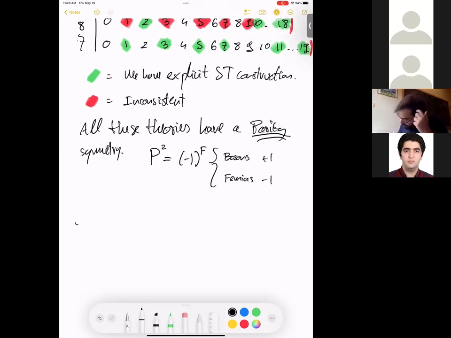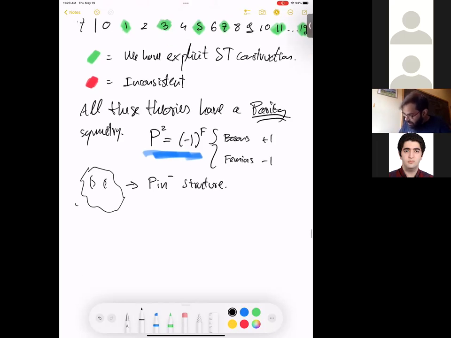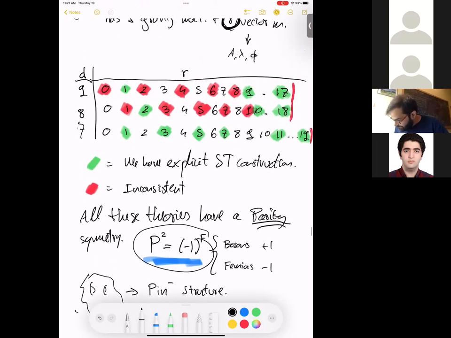Now, this parity symmetry means that when I consider these theories on an arbitrary manifold with holes or whatever, this manifold must have what is called a pin minus structure. That just means that there must be a way to define fermions on this manifold which are consistent with this structure. Okay, that's all it means. It's just the mathematical way we encode the fact that you have this symmetry structure in the theory. Any questions so far about the supergravity theories?